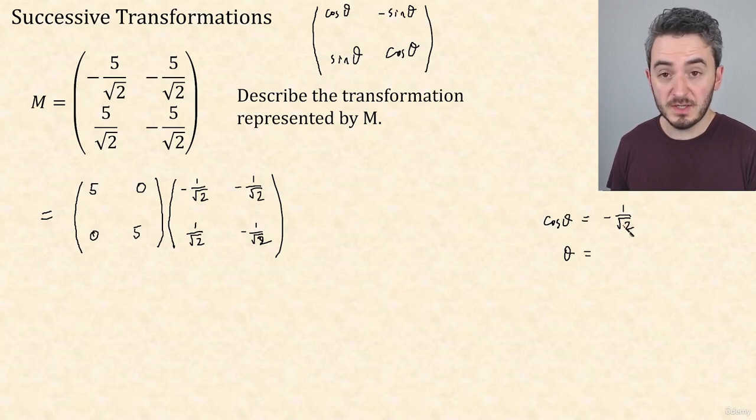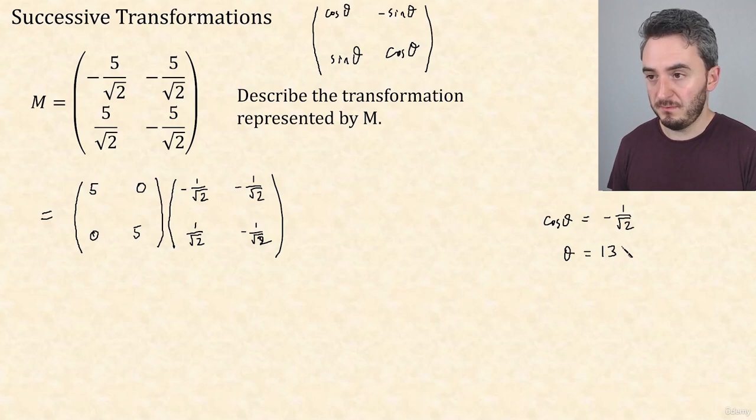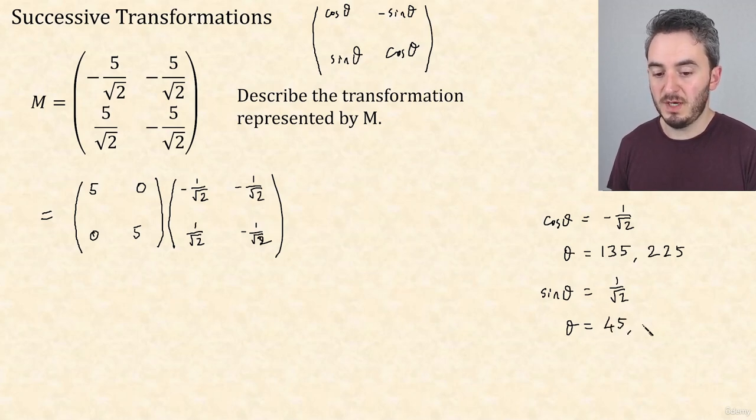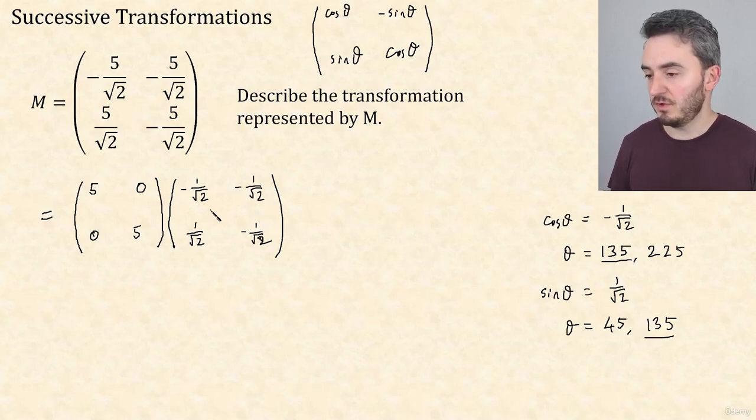So if cos theta is minus 1 over root 2, we get theta is 135, or 360 minus that, which is 225. Sine theta is going to have to equal 1 over root 2. So sine theta is positive 1 over root 2. We get theta equals 45, or 180 minus that, which is 135. So now you just look for the common solution, which is 135. So that means that this one here is an anti-clockwise rotation of 135 degrees.